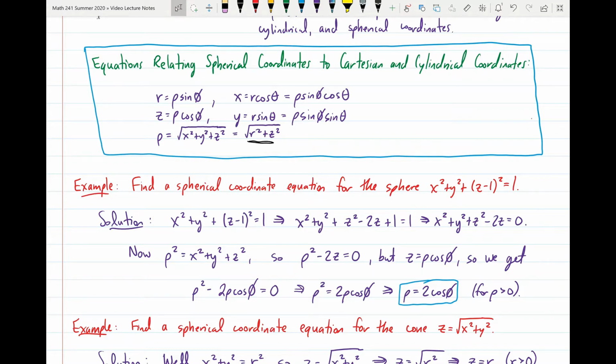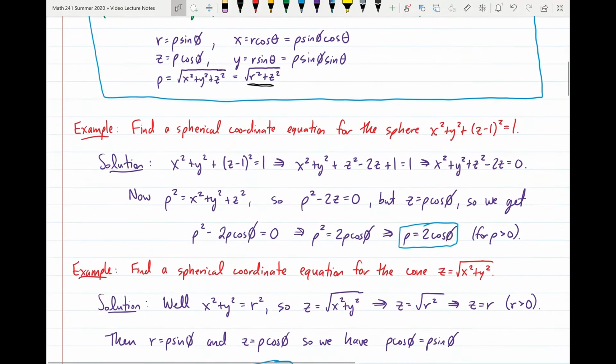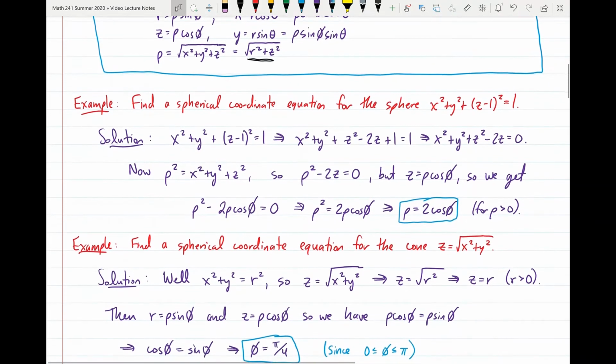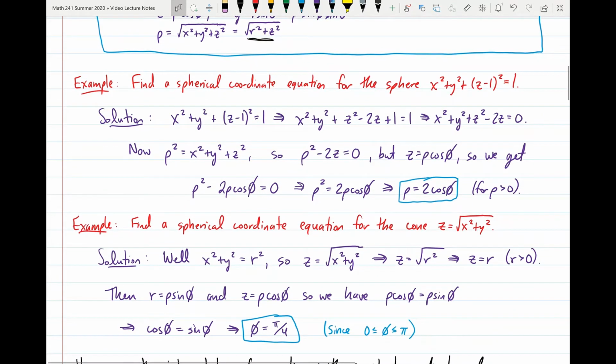Okay, so let's move on to a couple of examples where we're getting used to the spherical coordinate system before we move on to integration. So in this first example, we want to find a spherical coordinate equation for the sphere given by x squared plus y squared plus (z minus 1) squared is equal to 1. So here we have an equation in Cartesian coordinates, and we want to convert it to spherical coordinates.